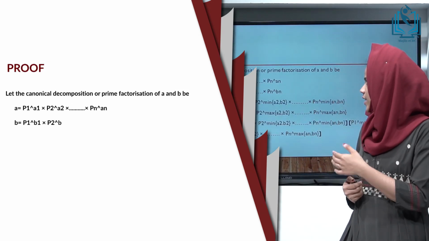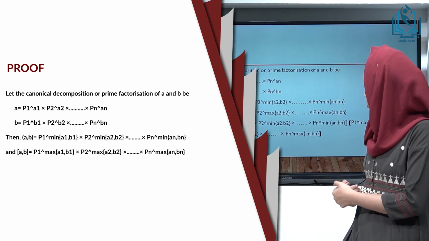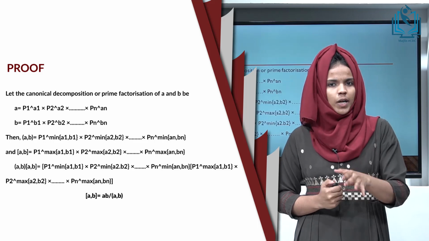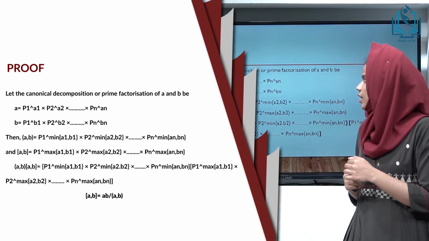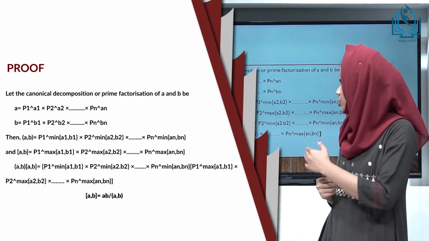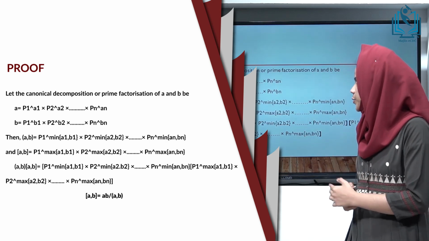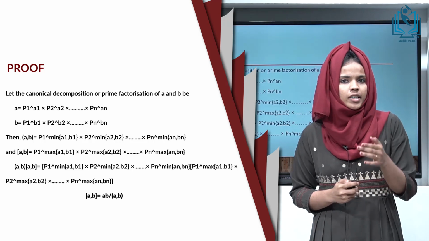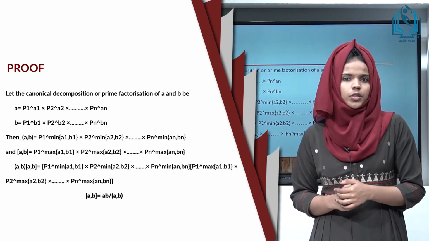Let the canonical decomposition or prime factorization of A and B. Canonical decomposition means prime factorization. A is equal to P1 raised to A1 into P2 raised to A2 into etc. Pn raised to An, and B is equal to P1 raised to B1 into P2 raised to B2 into etc.